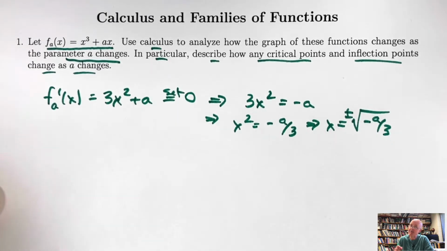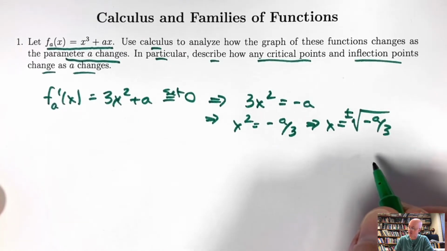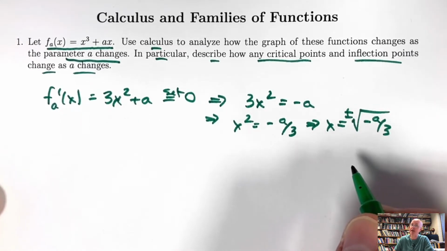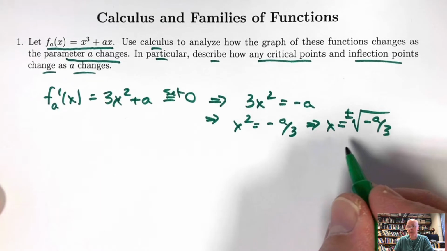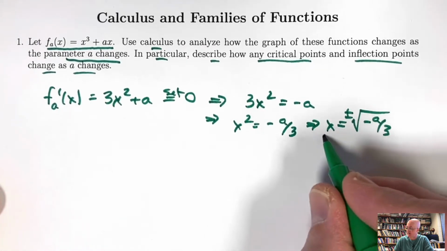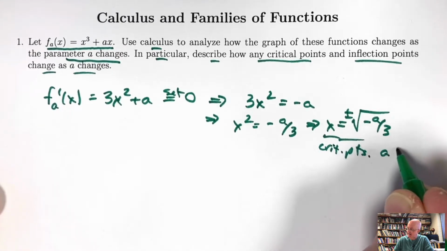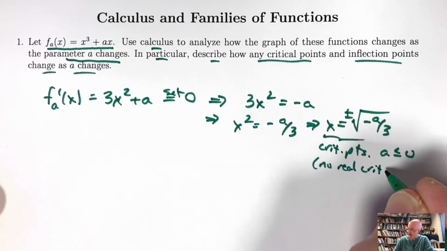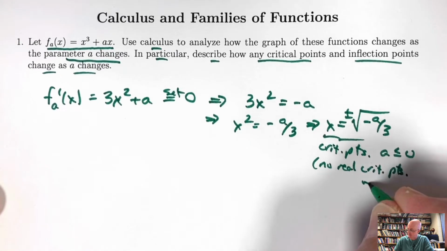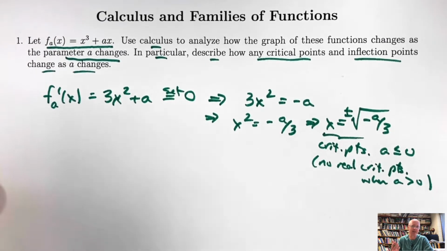If a is a negative number, then negative a, the opposite of a, is a positive number, and so is negative a over 3. We're taking the square root of a positive number. In such a case, we do get a real number. Actually, when a is 0, we get a critical point at 0. So we have real critical points when a is less than or equal to 0. No real critical points when a is positive. So that is telling us something about the graph. It's saying somehow we have critical points when a is less than or equal to 0, but none when a is positive. That does affect the graph.